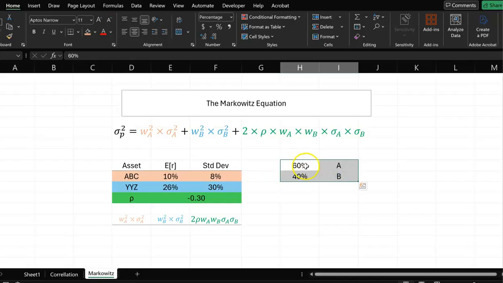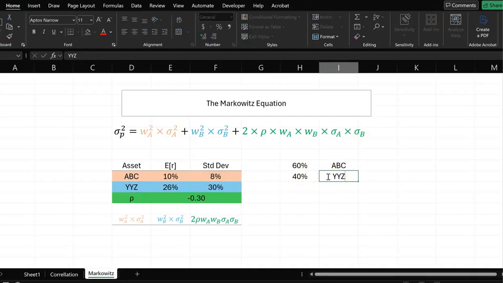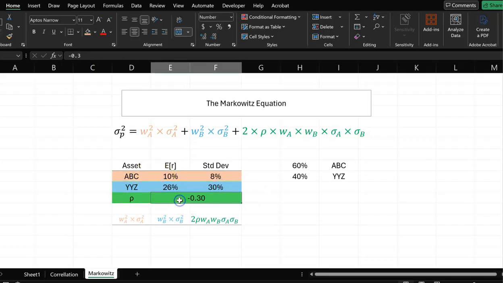So I'm going to go through the example here. Let's call asset A ABC, and asset B this YYZ here. I've got these 2 assets, I've got their expected return and standard deviation. I know the correlation coefficient between them, it's minus 0.3. So that means that not all the time, but a decent amount of the time, they tend to move opposite of each other, because it's minus 0.3. I can find the standard deviation of a portfolio that's invested 60% in ABC and 40% in YYZ. So I'm going to do that.